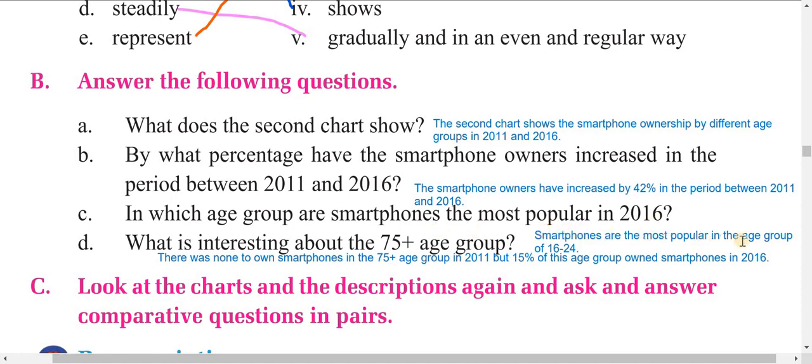In which age group are smartphones the most popular in 2016? Smartphones are the most popular in the age group of 16 to 24. 2011 पनि त्यही छ, 2016 पनि त्यही छ। So the smartphones are the most popular in the age group of 16 to 24. What is interesting about the 75 plus age group?